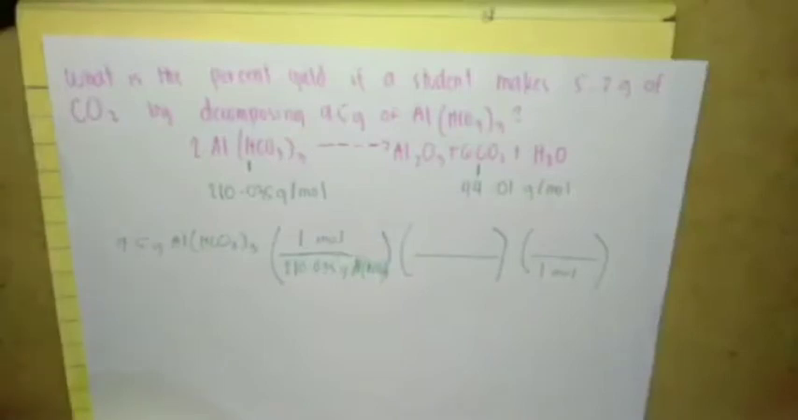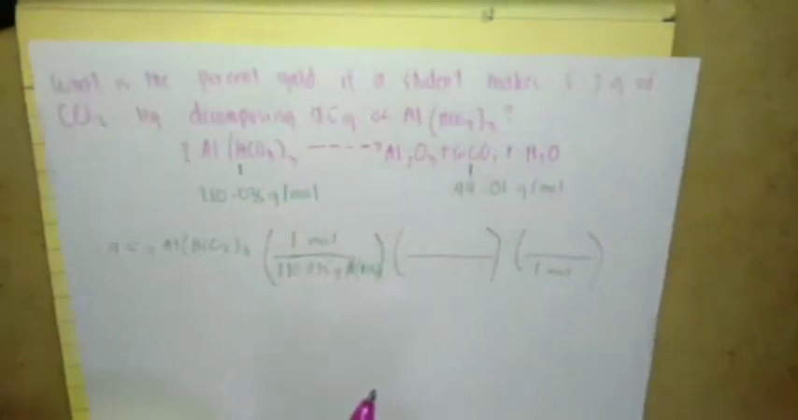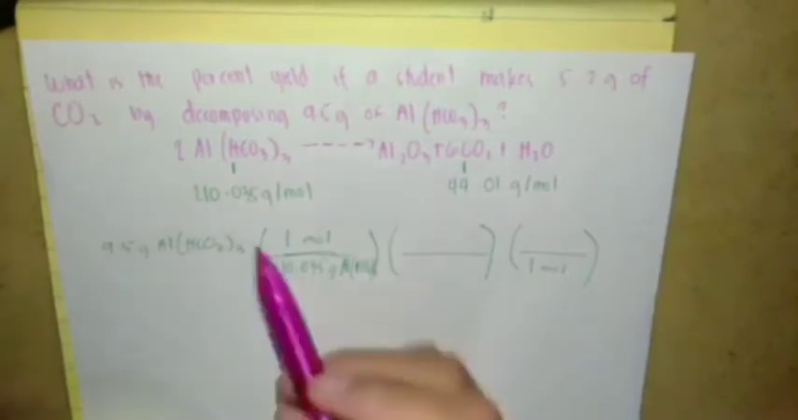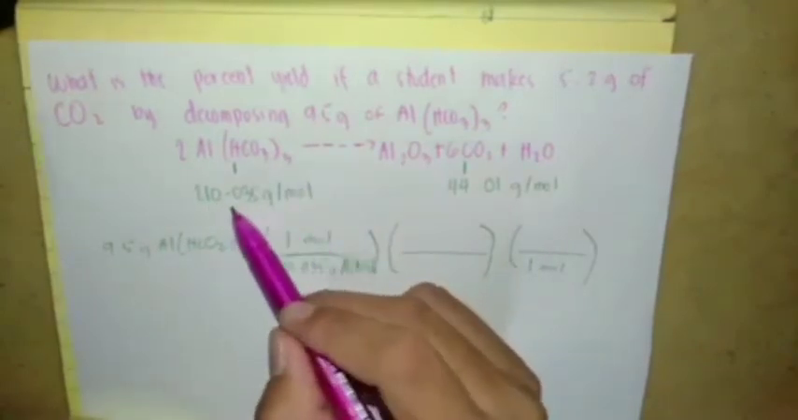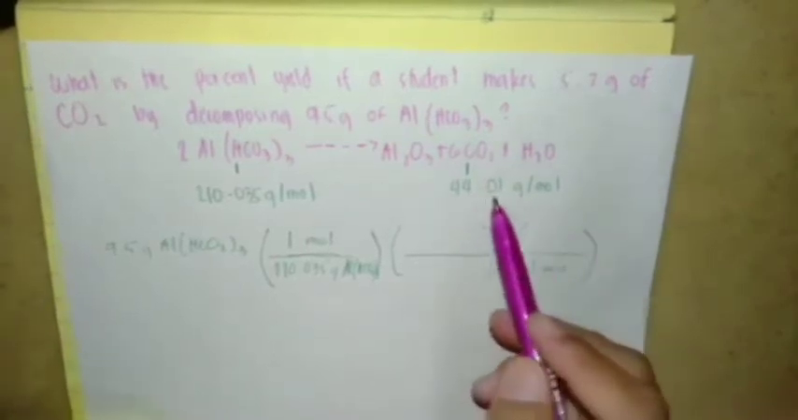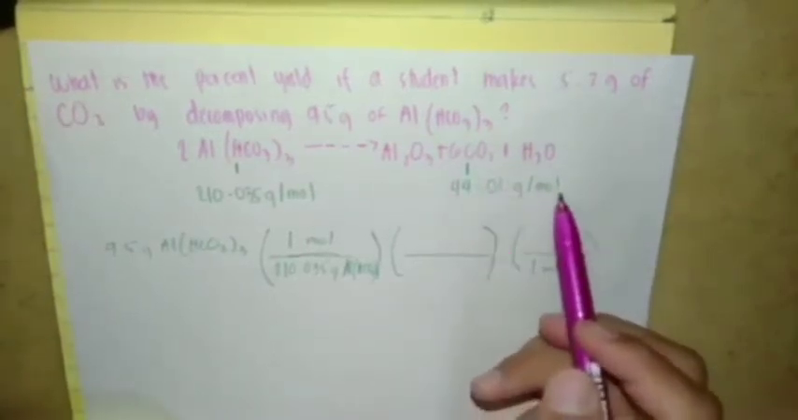Hope you got it. Hello everybody, so I will be solving the percent yield. The problem is, what is the percent yield if a student makes 5.2 grams of carbon dioxide by decomposing 9.5 grams of aluminum bicarbonate? So here's the given reactant. We will find the molar masses of both aluminum bicarbonate and carbon dioxide. The molar mass of aluminum bicarbonate is 210.035 grams per mole, and carbon dioxide is 44.01 grams per mole. How to find this, if you ask, is just search it in Google.